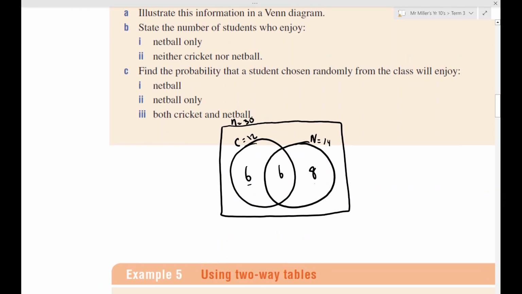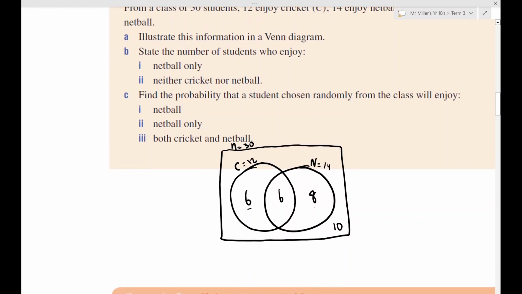And just to make sure I've accounted for everyone here, we got 6, 12 plus 8. There's 20 people here. So there's a total of 30. That means we've got 10 people that like neither cricket nor netball. So this is our Venn diagram done.